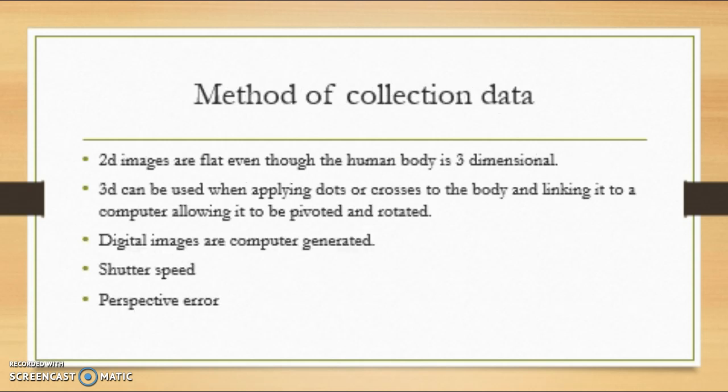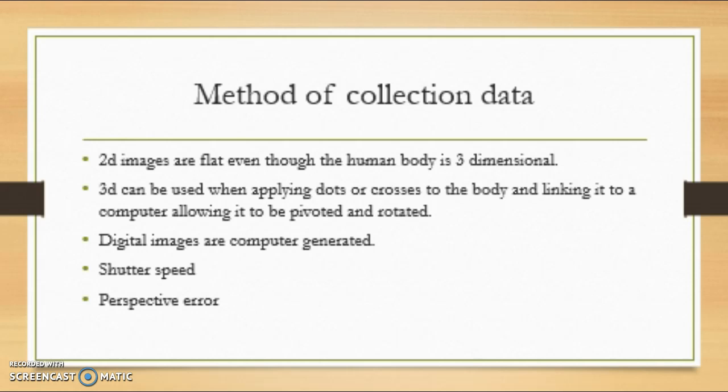So, methods of data collection. 2D images are flat even though the human body is 3-dimensional. 3D can be used when applying dots or crosses to the body and linking it to a computer, and that will allow you to pivot and rotate the image that you've got, so it should be 3-dimensional. Digital images are computer generated, and then I'll talk about shutter speed and perspective error.